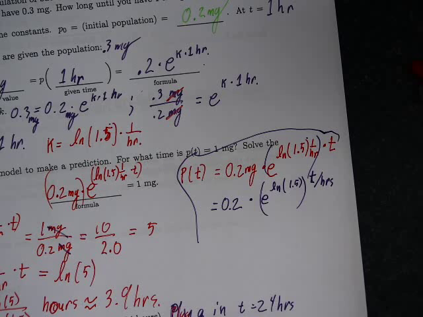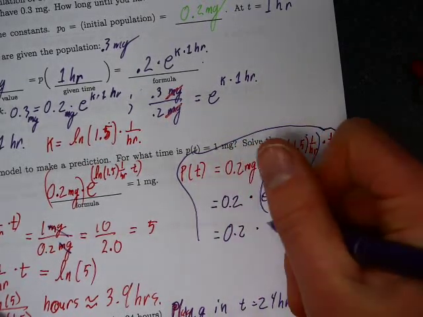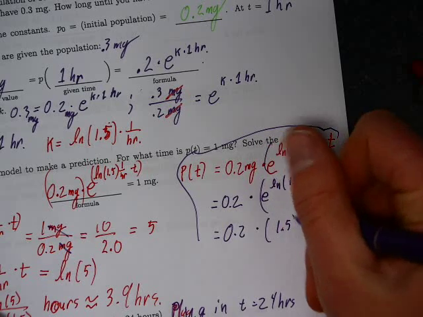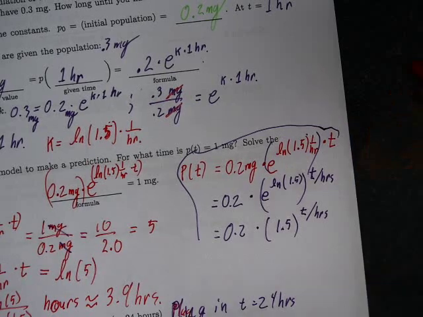You don't need a calculator. What's e to the ln of thing? 1.5. And hopefully that agrees with those of you who started clicking away on the calculators. So you could rewrite this as 0.2 times 1.5 raised to the t divided by hours. Cool. We could rewrite any exponential that way.